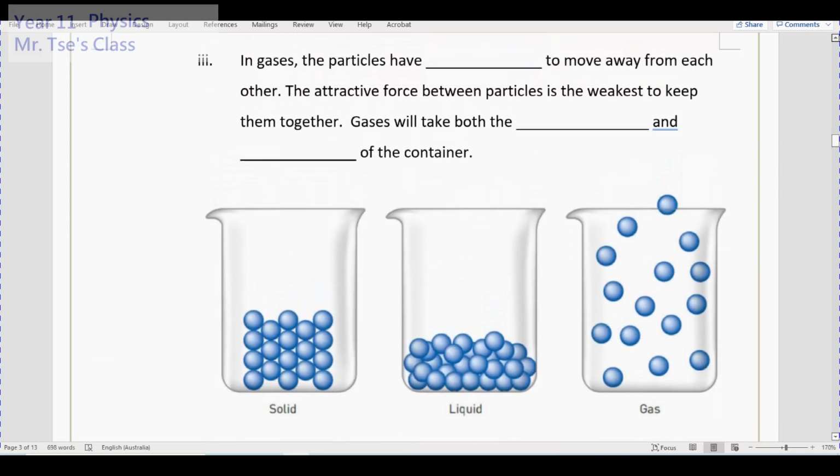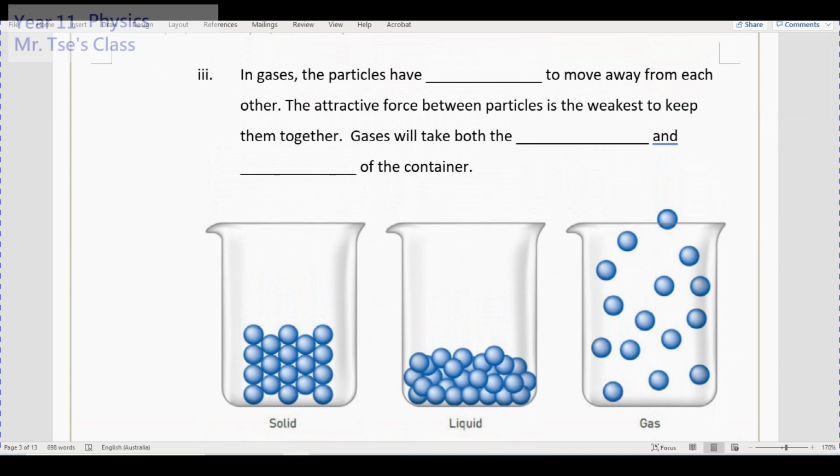The last one is gas. In gas, particles have freedom again. So the particles obviously can move away from each other. It's not just moving within themselves. They can move away from each other for good.